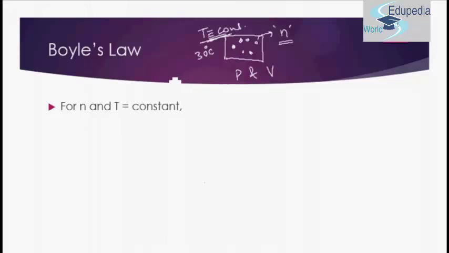So let's see how the behavior of gas is observed. PV is equal to nRT. n and T are taken to be constant. R, as I already told you, is a constant. It is a universal constant.